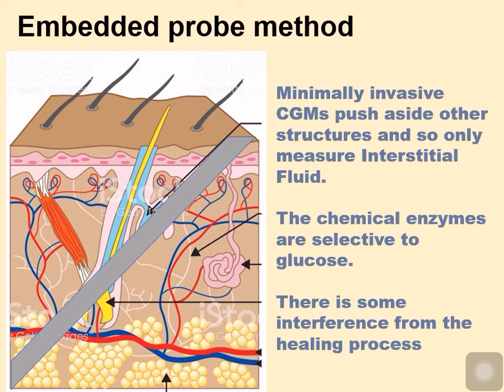Alternatively, you see these minimally invasive probes that are out now that you can put into the skin, and they sit there for a couple weeks. That probe pushes aside all that structure, the hair follicles and the glands, and it's usually a platinum wire coated with enzymes, and those enzymes react with whatever glucose is in there and create an electrical signal. So that's how the minimally invasive probes work.